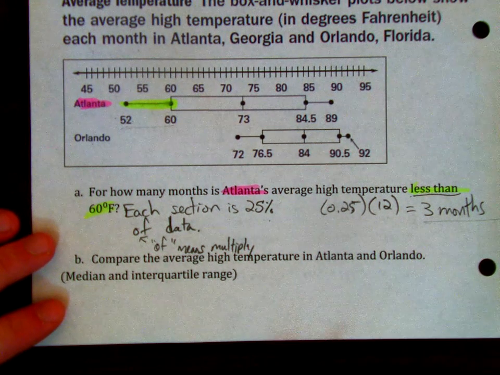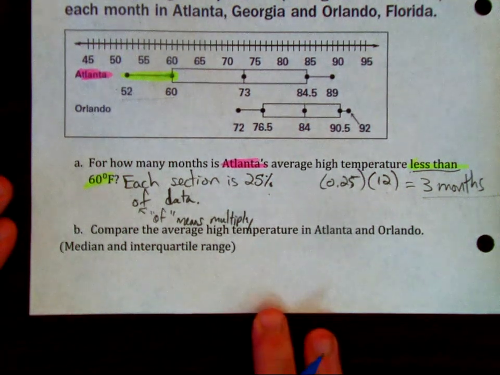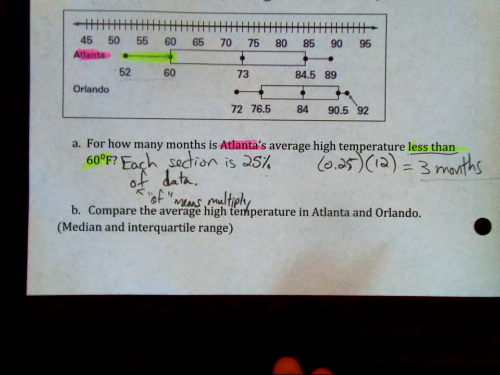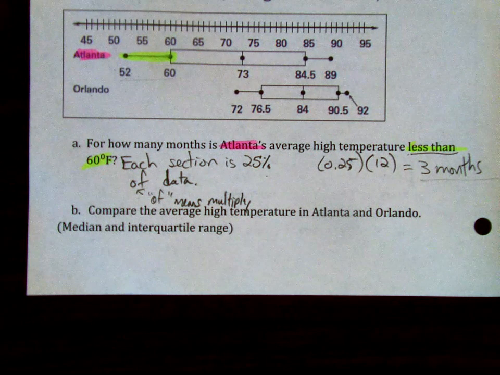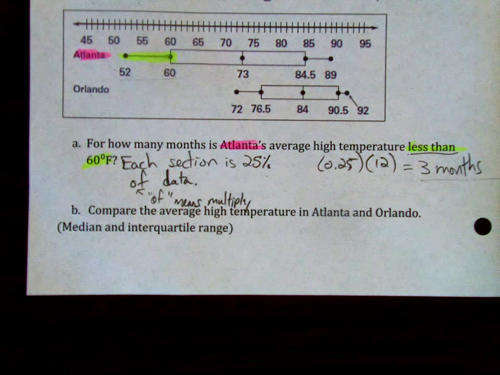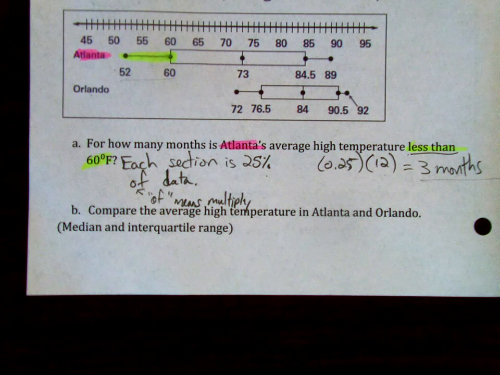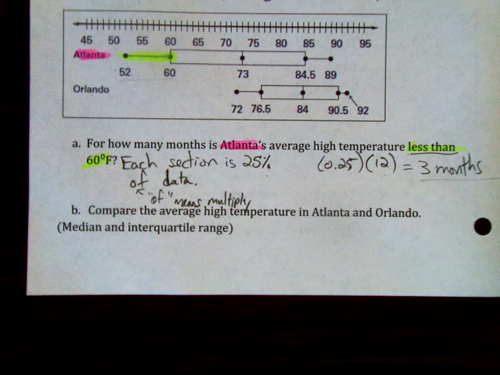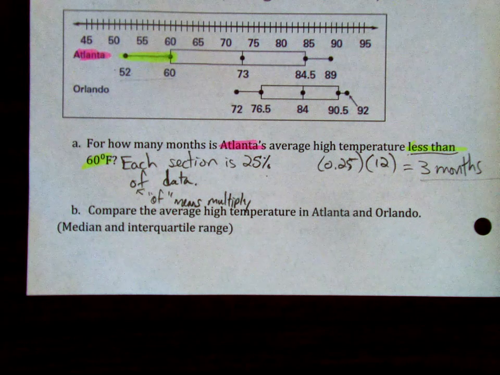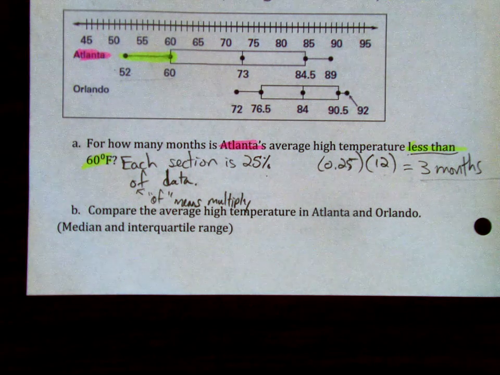Last one. It says, compare the average temperature in Atlanta and Orlando. We're going to do that by looking at the medians and the interquartile range. Let's find our stack of cards. Can you help me out, please? I'll do a quick shuffle, and a little rotate.